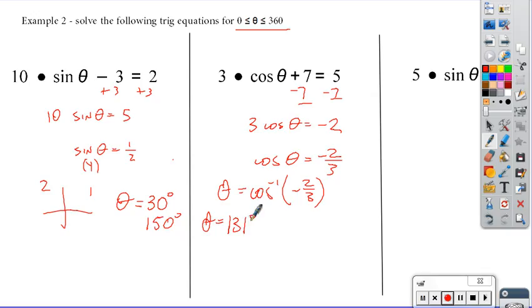Okay, so where is that at? Well, actually, it's 132 if I round correctly. Sorry about that. All right, so where is cosine negative? Cosine's negative in 2 and 3. So the 132 makes sense because that's in quadrant 2.